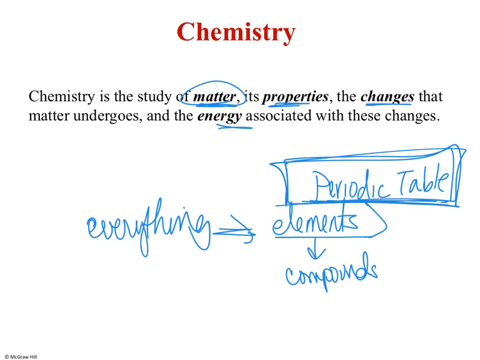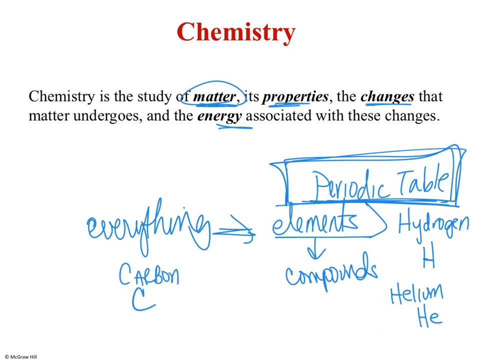But if you take hydrogen, that's your first element, hydrogen. Now, chemists are lazy. They don't want to write the word hydrogen, so they just write H, okay? Then you have helium, okay? They'll just write He. Now, let's say you have carbon. So carbon, they'll just write C.